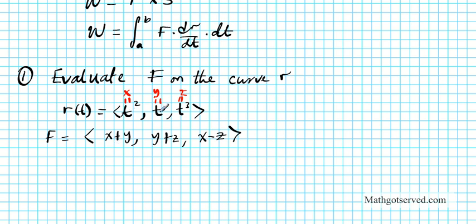So what we're going to do is, anywhere we see x, we're going to plug in t squared. Anywhere we see y, we're going to plug in t. And for z, we're going to plug in t to the third in the variable force vector.